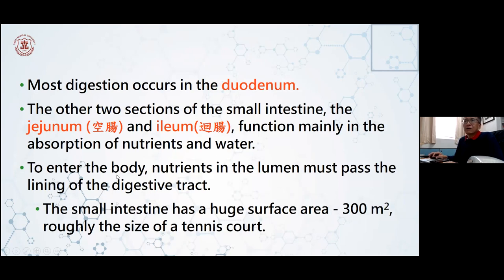nutrients and water. So to enter the body, the nutrients in the lumen pass through the lining of the digestive tract. The small intestine has a very huge surface area, around 300 square meters, roughly the size of the tennis court I just mentioned. If you can count the area, the small intestine has a huge surface area around 300 square meters.